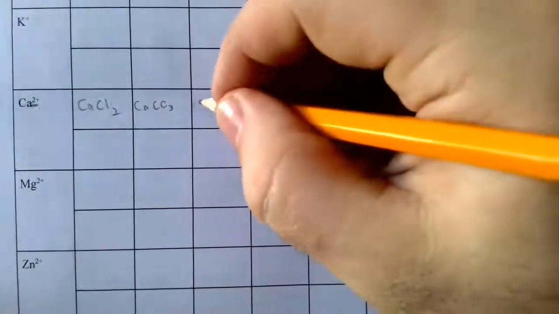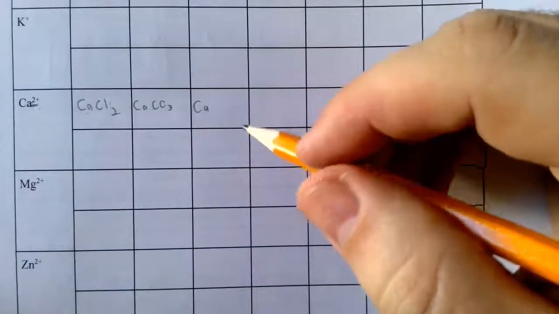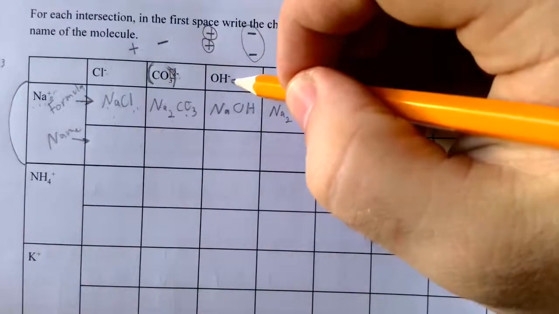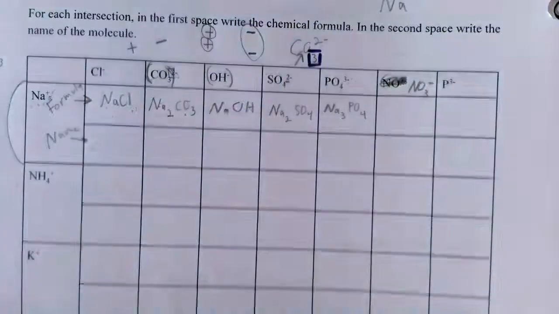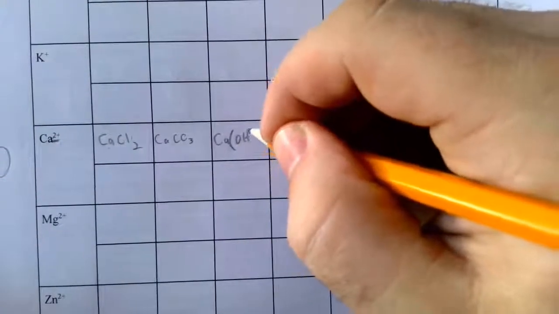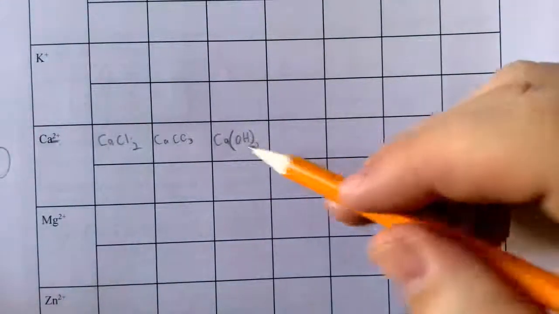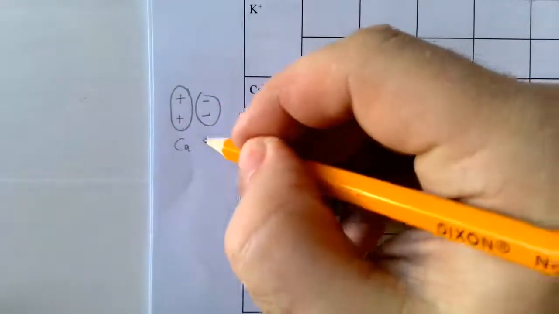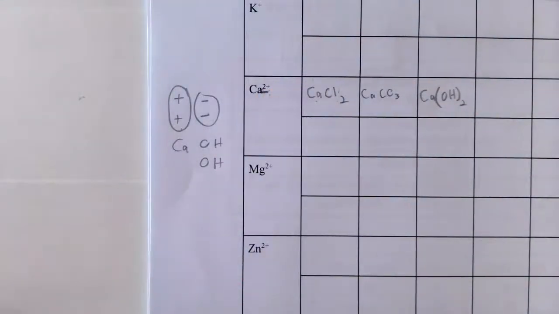With OH, Ca(OH), I need to bring 2 OHs. And since OH on its own is a whole molecule, the way I'm going to identify that I'm bringing 2 of it is I'm going to put it in parentheses and then put a 2 down there. So this 2 applies to everything in the parentheses. So really for this, I have calcium, an OH, and another OH. Okay? So that's how we should read these.